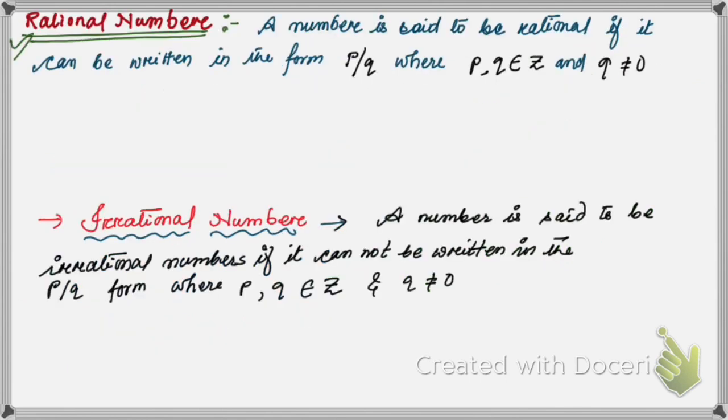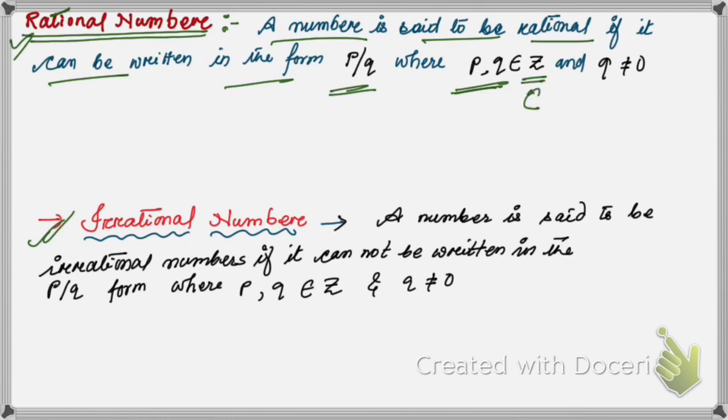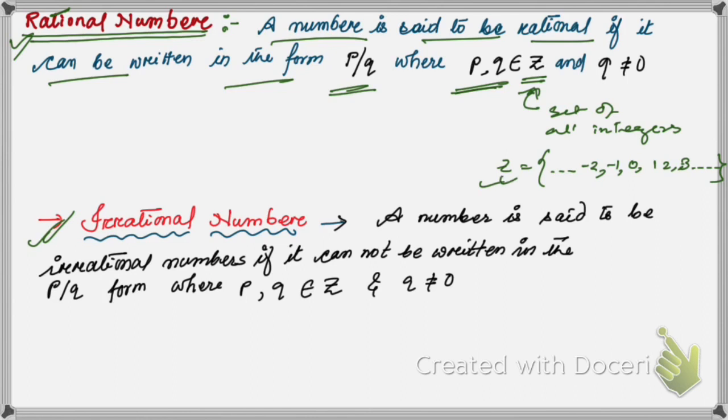Next we have rational numbers and irrational numbers. A number is said to be rational if it can be written in the form p by q, where p and q belong to Z. Z means the set of all integers, that is, 0, 1, 2, 3 and so on, and also -1, -2 and so on. This is the set of integers. So rational numbers are those which can be written in this form.